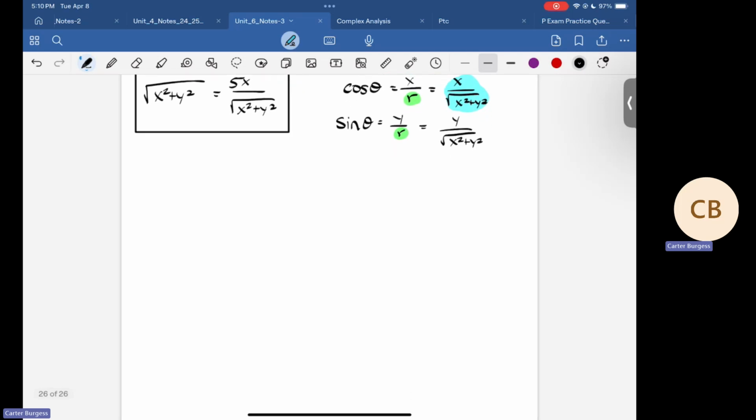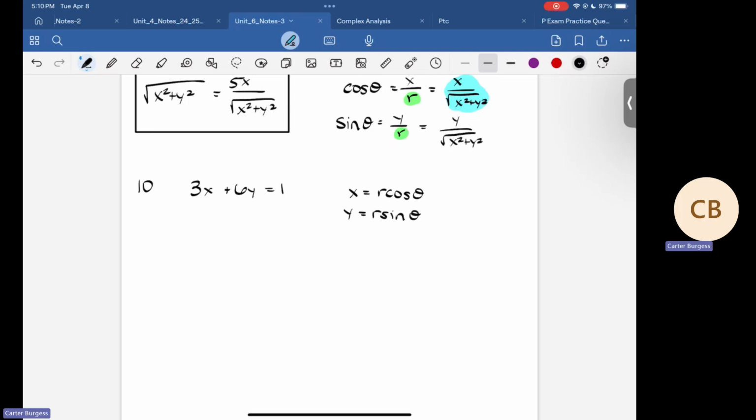Number 10 is very similar, but kind of going in the opposite direction. In this case, trying to replace all of my x's and y's with things in terms of r's and thetas. That's generally going to be the easier direction because we know that x is equal to r times cosine of theta, and that y is equal to r times sine of theta.